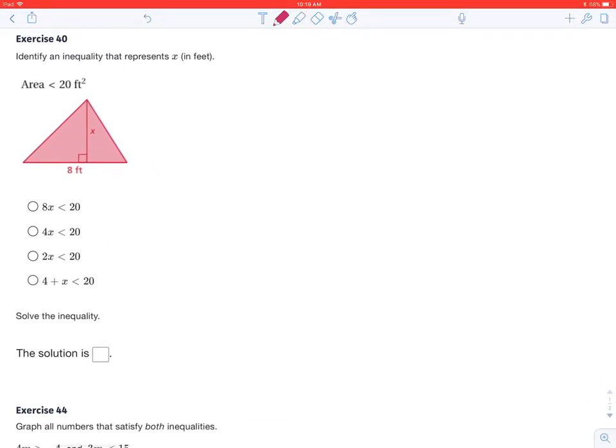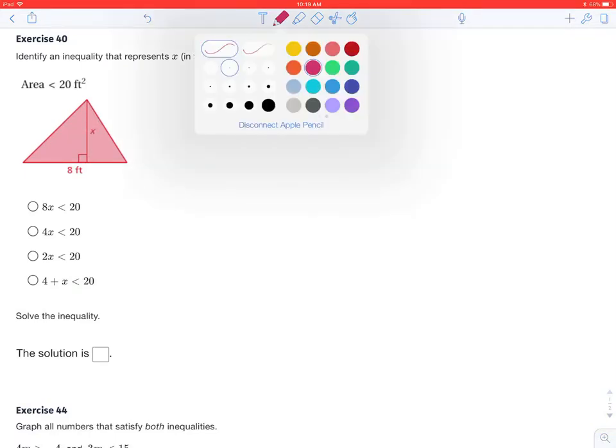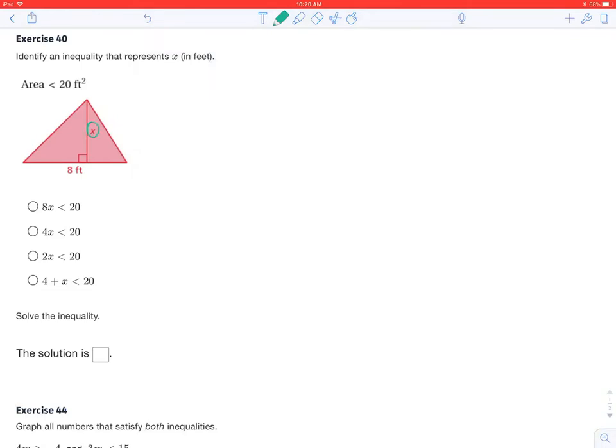Exercise number 40 asks the same kind of problem. We are being asked to identify an inequality that represents x, the height of this triangle, and we're told that the area of this triangle is less than 20 feet squared.